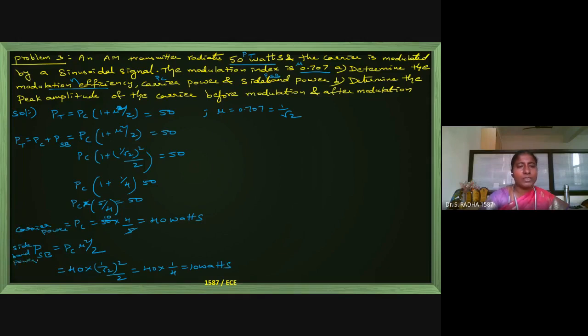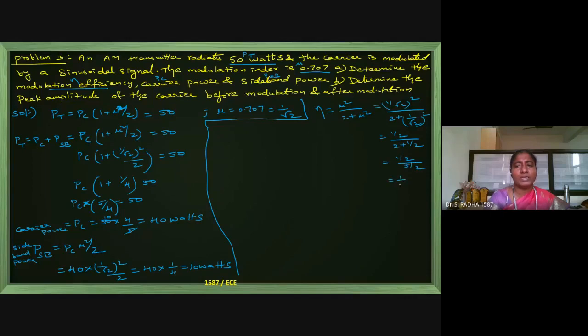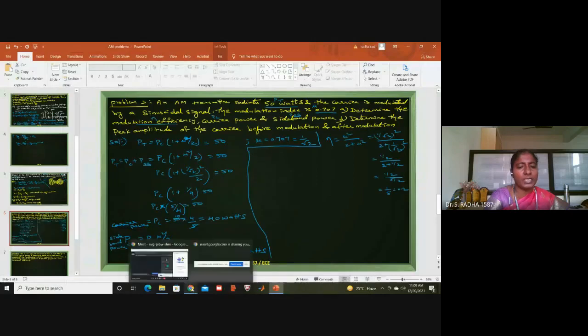So two things we completed: carrier power and sideband power. Now coming to efficiency. Eta is mu square by 2 plus mu square. Substituting the mu value, it is (1 by root 2) whole square divided by 2 plus (1 by root 2) whole square. Simplifying, this is 1 by 2 divided by 2 plus 1 by 2. Taking the LCM, 1 by 2 over 5 by 2, the 2 gets cancelled, giving 1 by 5, which is 0.2. Eta is a constant with no unit, so 0.2 is the absolute value.